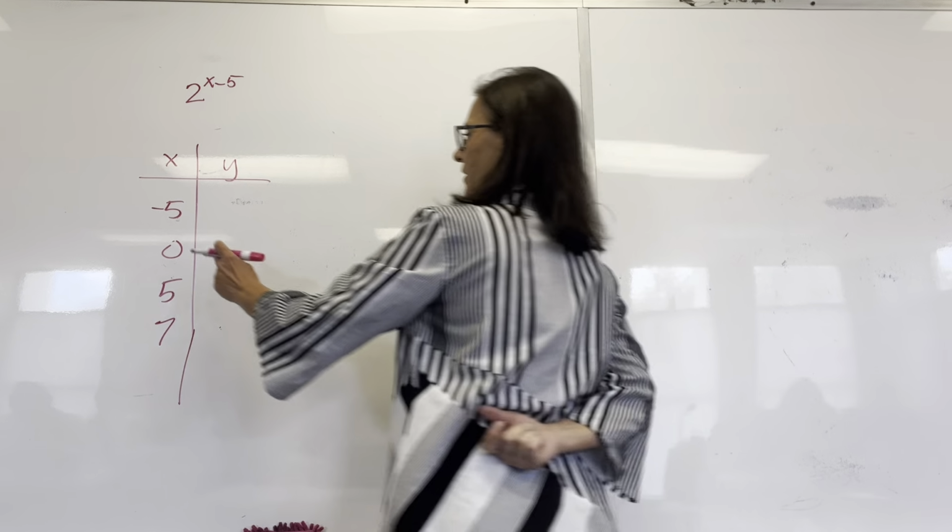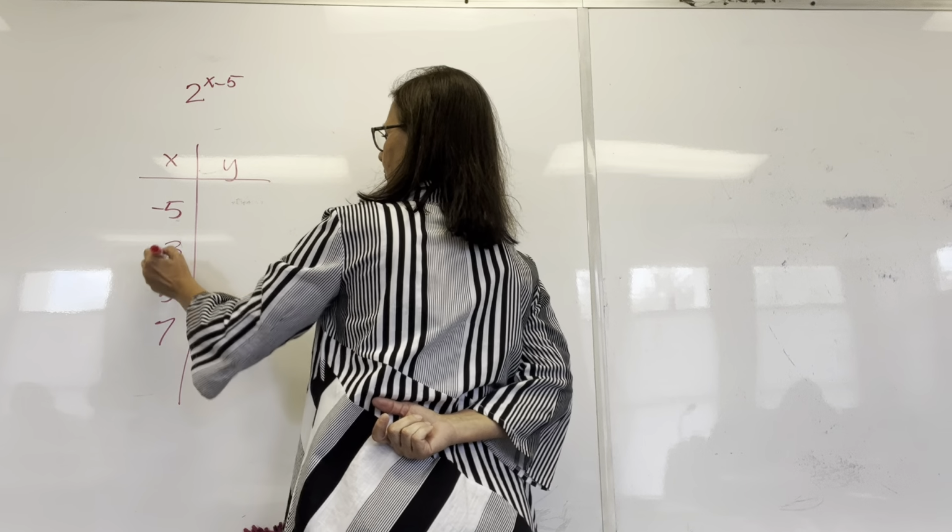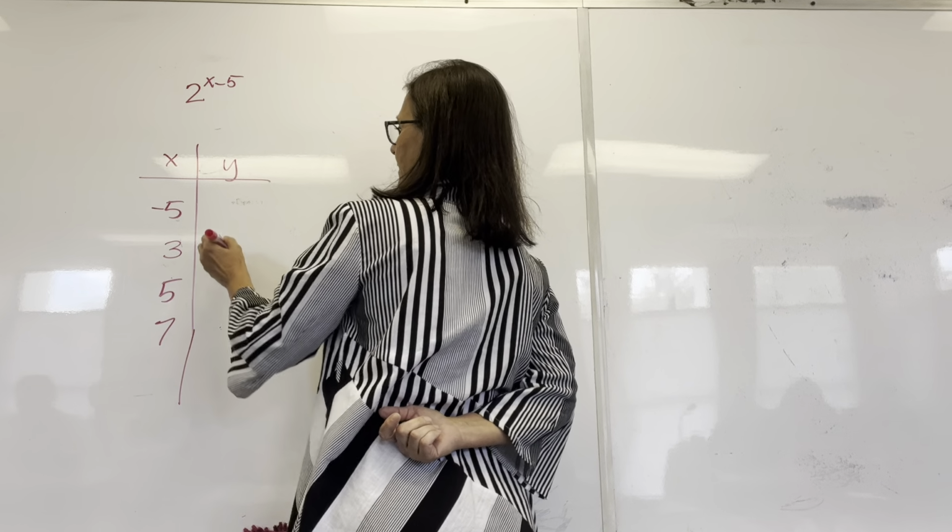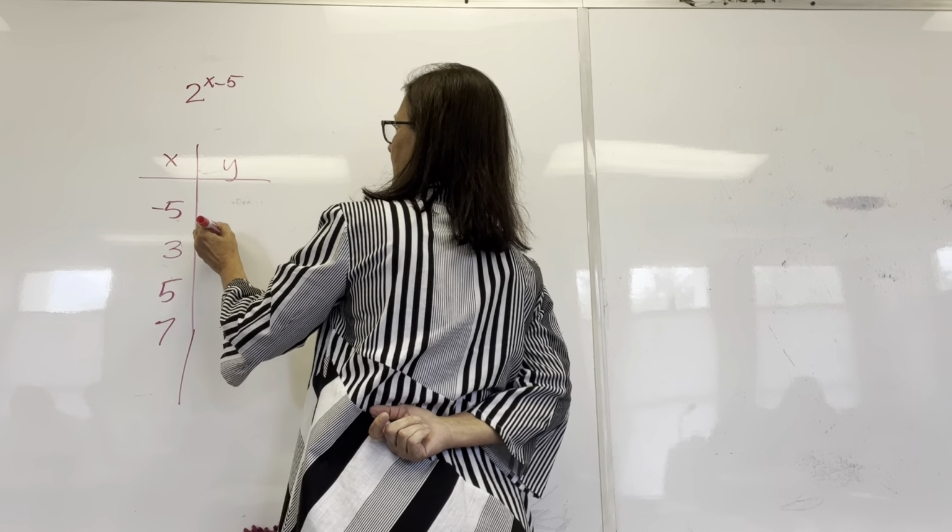And I probably would have got a right angle with 3, 5, and 7. You go like a right angle.